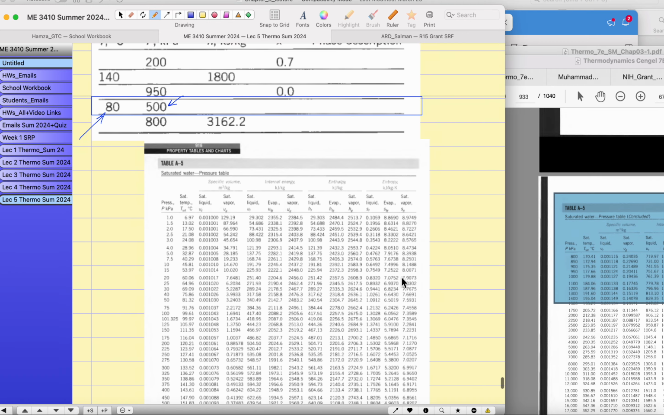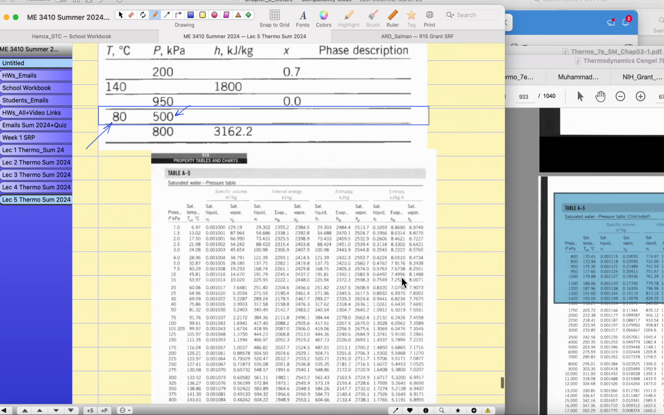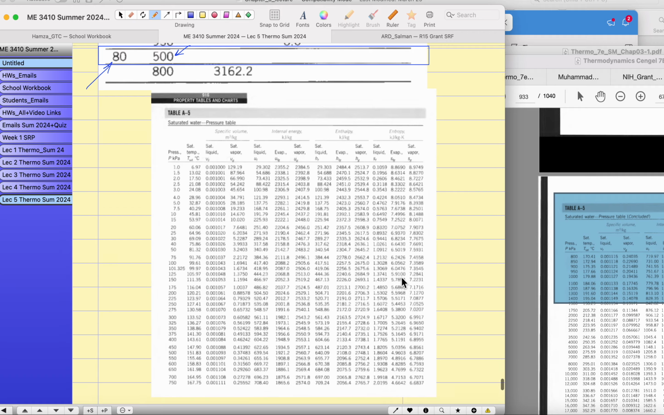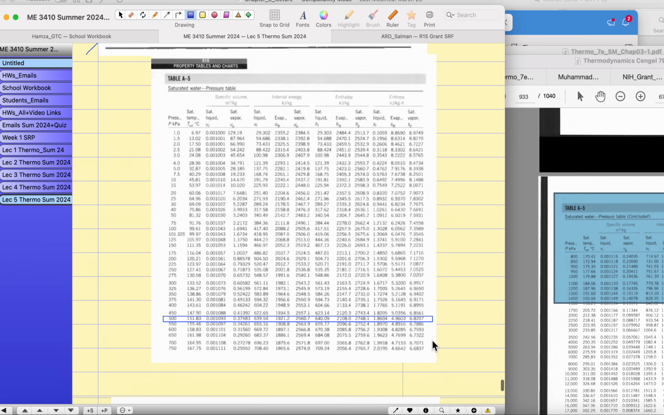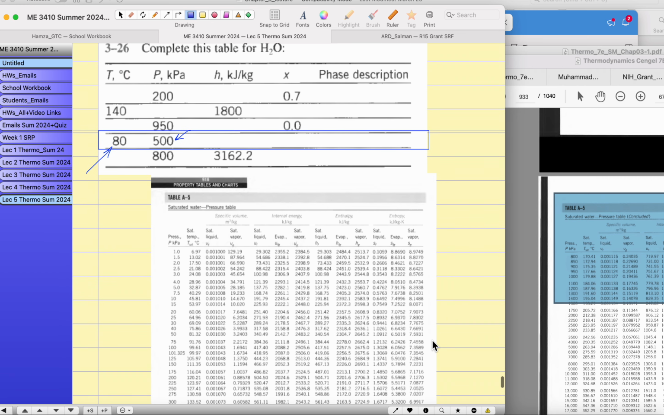What is the saturation temperature from the pressure table? I'm going to mark the point here. If you take a look at 500 kilopascal, the saturation or boiling point is 151. Over here the given temperature is less than the boiling point, so it is falling into the compressed liquid stage, because this temperature is less than the saturation temperature.